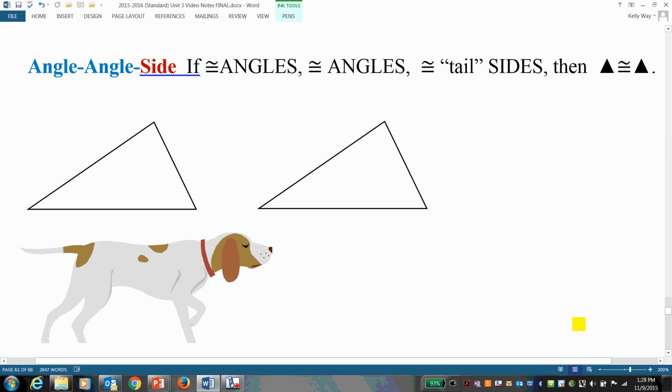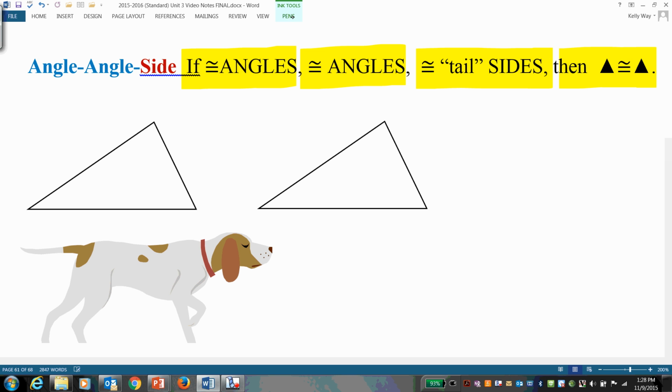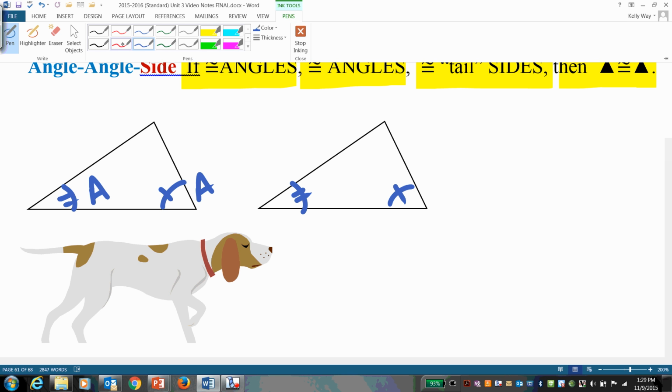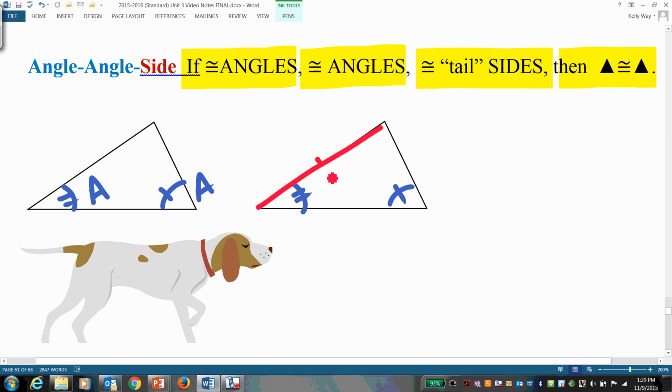Okay, this is number 4. Let's just read it. This is called angle, angle, side. If you have a pair of congruent angles, another pair of congruent angles, and then a congruent tail side, then the triangles are equal. So what you're looking at here is one pair of congruent angles, and then another pair of congruent angles, and then a side that is a tail of only one of the angles.